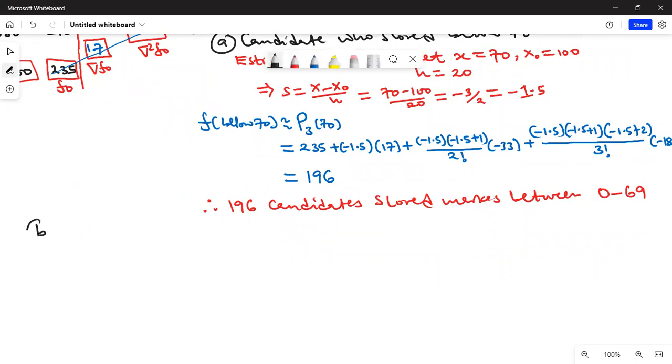Part B, candidates who scored marks between 70 to 89. 70 and above, all the way up to 89.